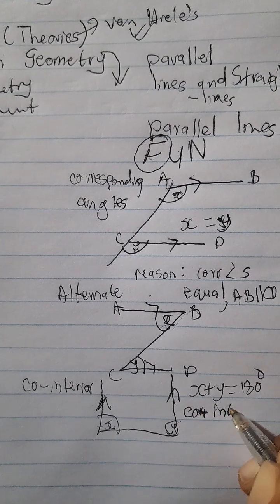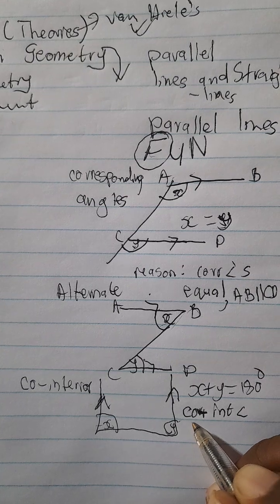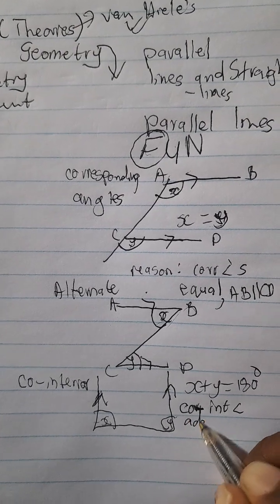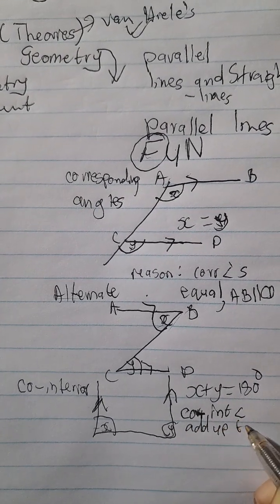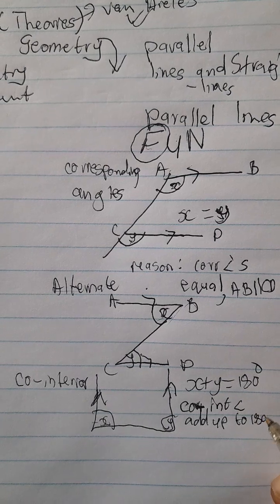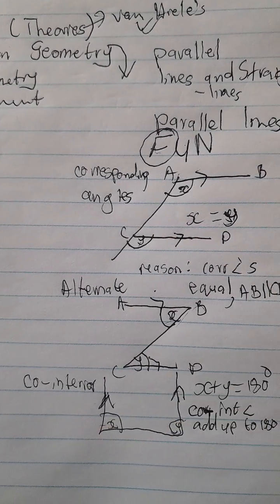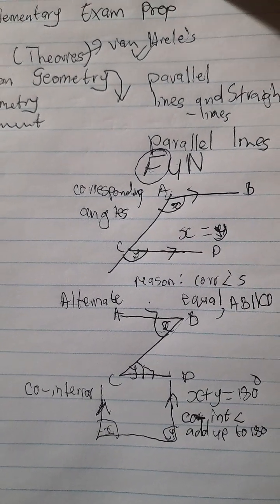co-interior angles, they add up to 180. They are supplementary in other words. So co-interior angles are supplementary.